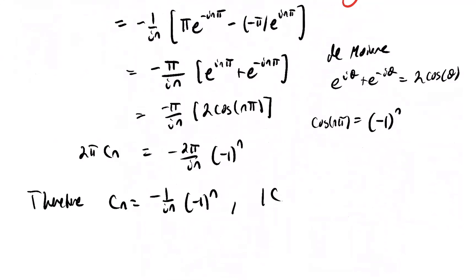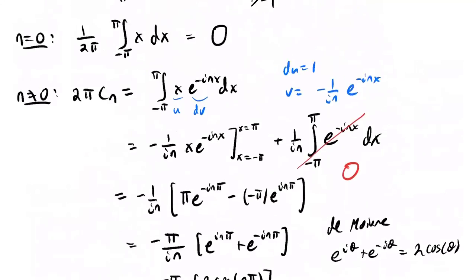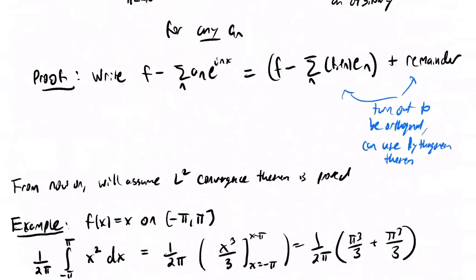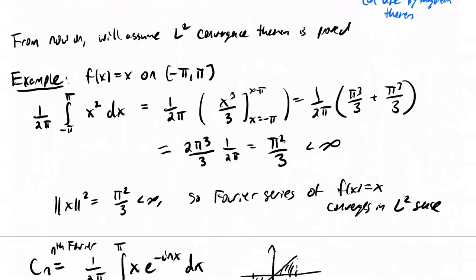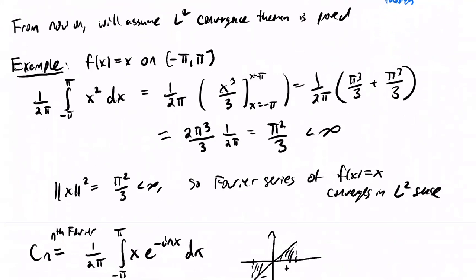And so if I look at the absolute value of Cn squared, this is just equal to 1 over n squared, right? Okay, and so now let's use the Parseval theorem. Right, so we calculated the L2 norm of our function f, which is the function x, right? And so f squared is x squared. And we saw this is equal to pi squared over 3.